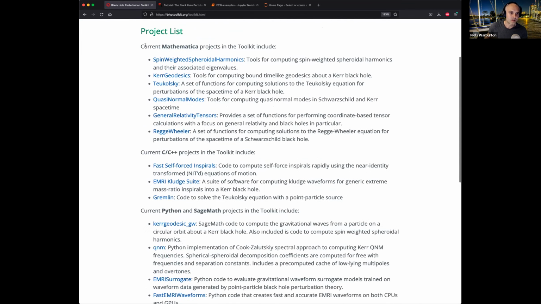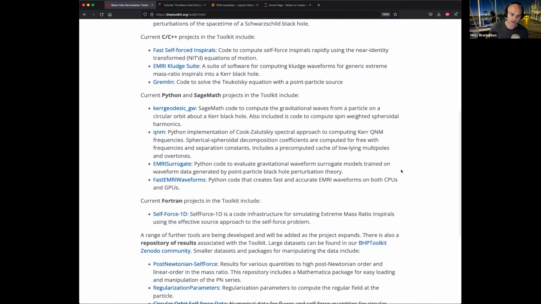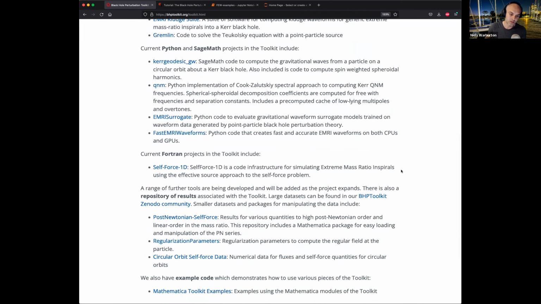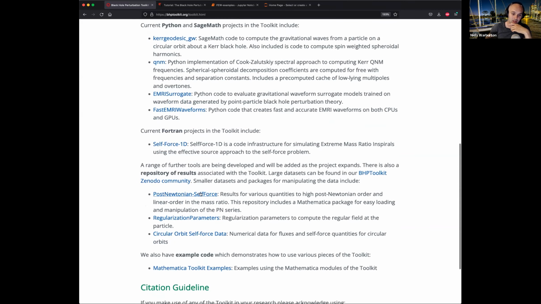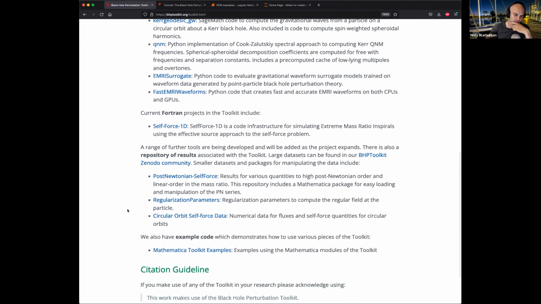At the top here, all of these are software packages, but the toolkit also contains data that can be in different forms. It can be numerical data, or it can be analytic series. There's a lot of very large equations that are produced by the community, whether they're very high order Post-Newtonian series or these regularization parameters that are useful for computing the self-force. They're often too big to actually put explicitly in papers. Otherwise, you just have a 30-page appendix showing one very large PN series. And so this is a way, and we'll look at that today, about sharing some of these analytic formulae.